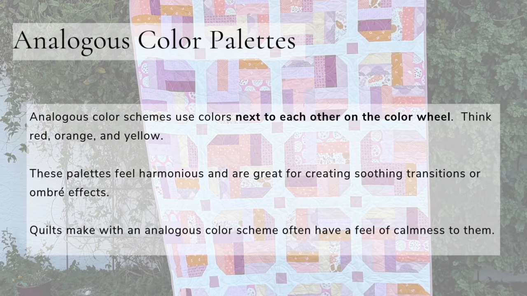Next is the analogous color palettes, and so these color schemes use colors that are next to each other on the color wheel. Think red, orange, yellow, or yellow, blue, green, and these color palettes feel really harmonious, and they're really great for creating soothing transitions. Think ombre effect quilts, and quilts made with this color scheme often just have a really calm feel to them.